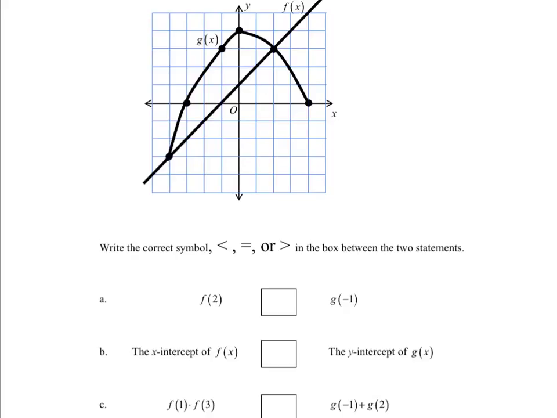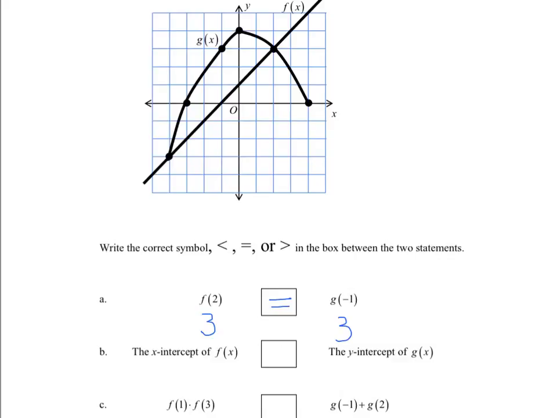Well, f of 2, that's on our straight line, so 1, 2, 1, 2, 3. So f of 2 equals 3, and g of negative 1, that's this curve, that's negative 1 is right here, so 1, 2, 3 is going to equal 3. So what we can actually see is that these are equal to each other.